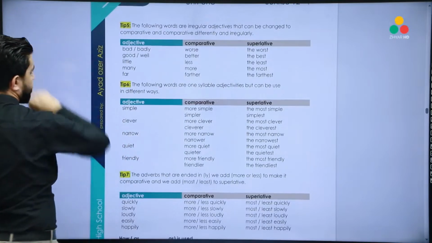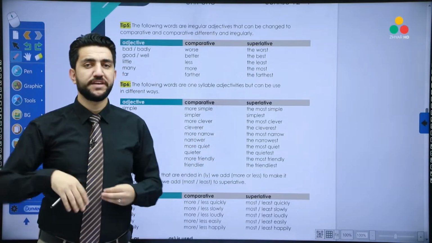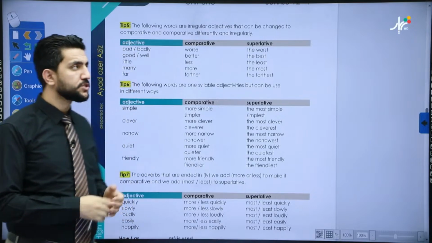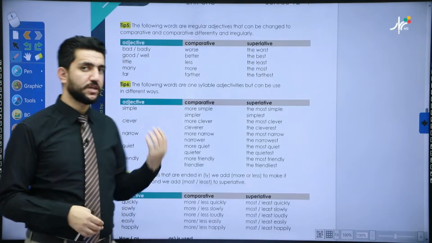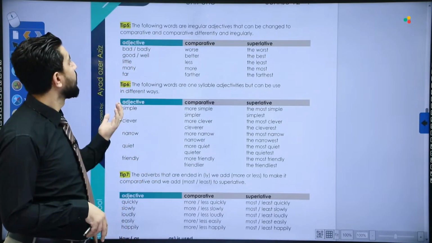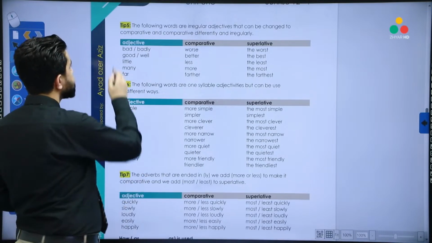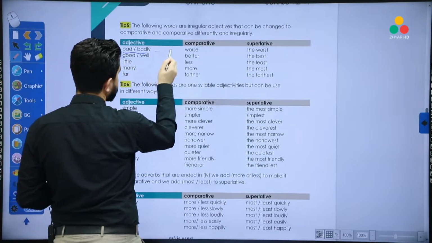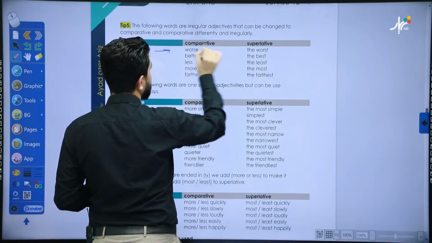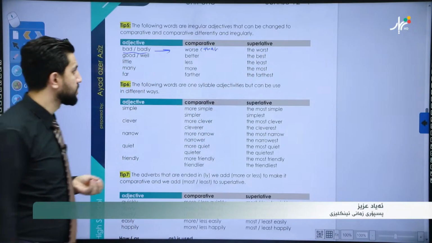Tip number 5. The following are irregular adjectives. When it comes to English, we always have exceptions. So not all the adjectives are formed this way that we talked about. Some of the adjectives are different. Let's take a look. You need to memorize them and pay very careful attention to them. Bad, badly becomes worse, worse than. Be careful, not worst, worse, worse than. To change it to superlative, the worst.